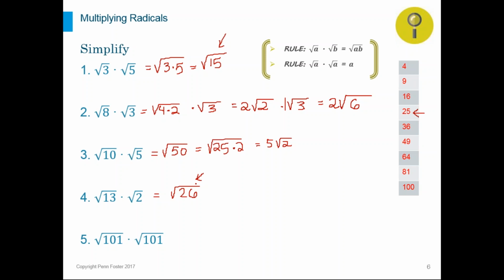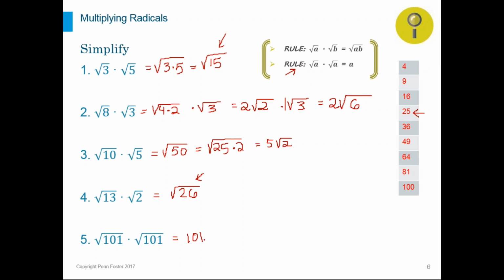Last question. The square root of 101 times the square root of 101. That's basically the square root of 101 times itself. So this rule now applies. And the answer would be actually whatever is under the square root sign, 101.